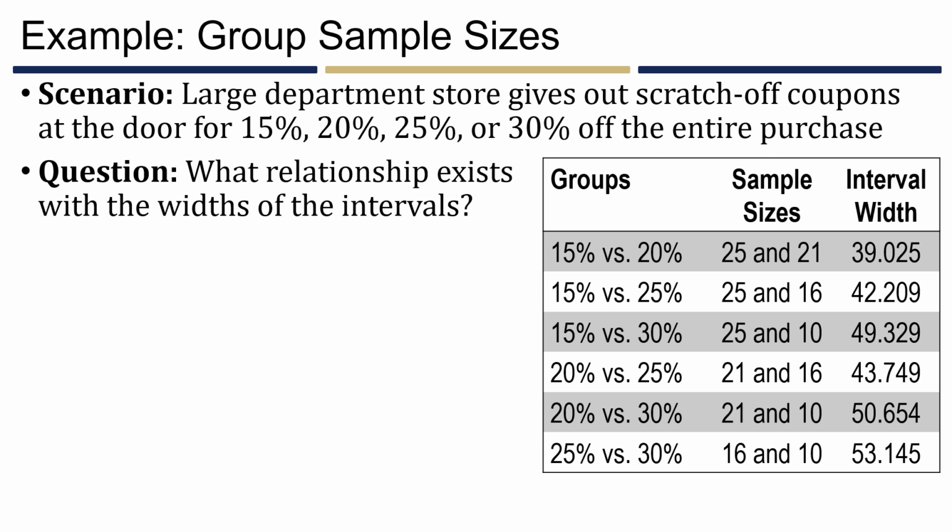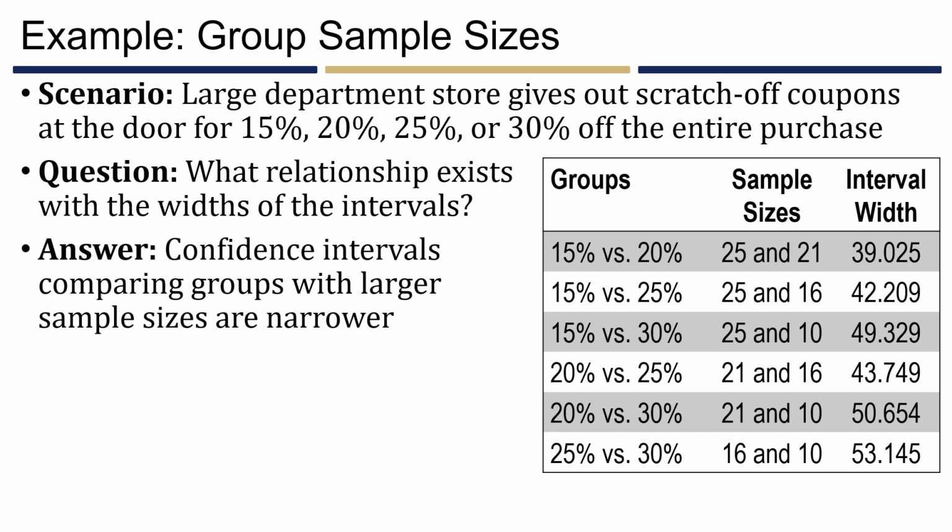53.145. And so if you look at everything in between, we have this relationship between how large the sample size is and how wide the interval is. That relationship is that confidence intervals that are comparing groups that have larger sample sizes end up being narrower.